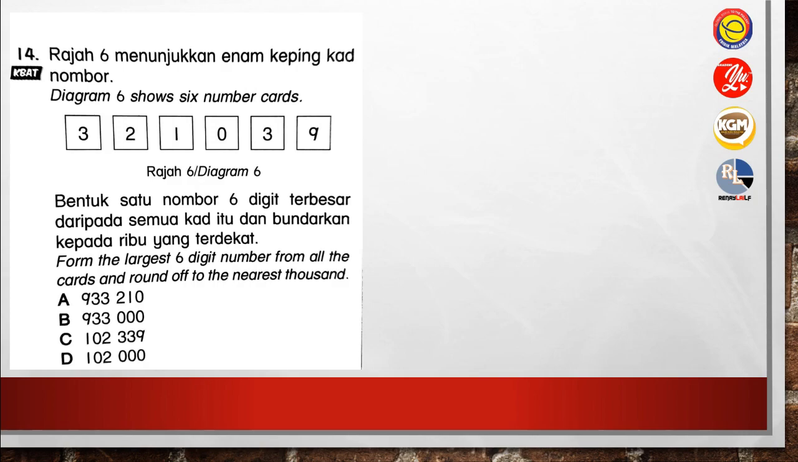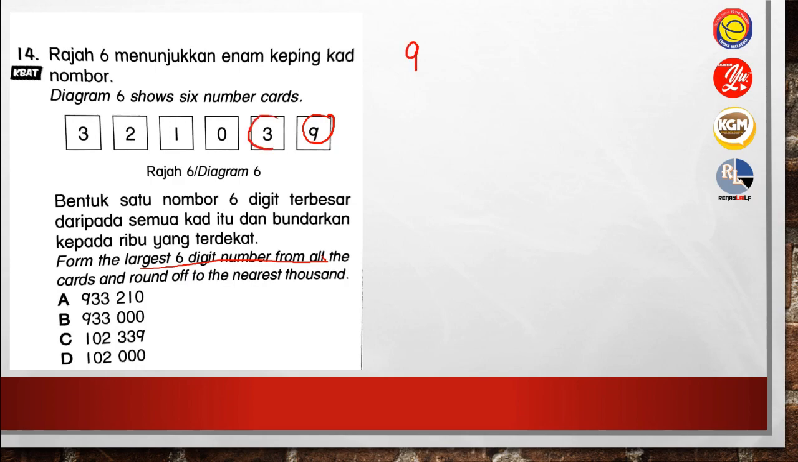Alright, now we are looking at the last number for paper 1 or objective questions that you used to do. Alright, look at the question. Diagram 6 shows 6 number cards. Form the largest 6-digit number from all the cards and round off to the nearest 1,000. Here we have 2 parts that we need to do. First, form the largest 6-digit number. So the largest digit is supposed to be in front. So it should be 9.